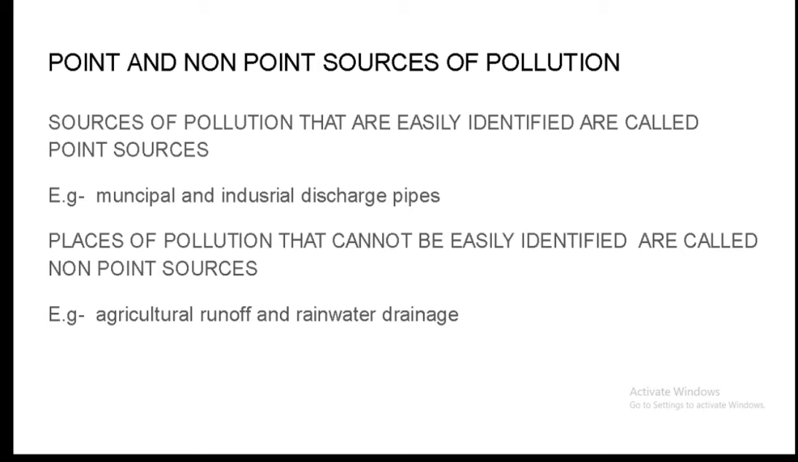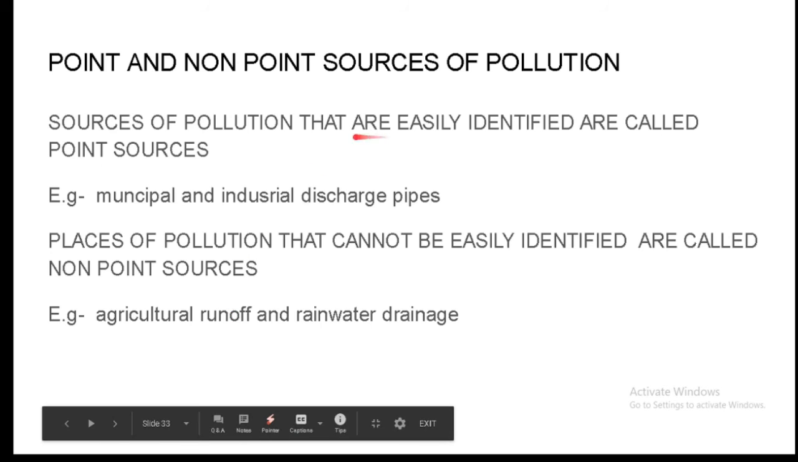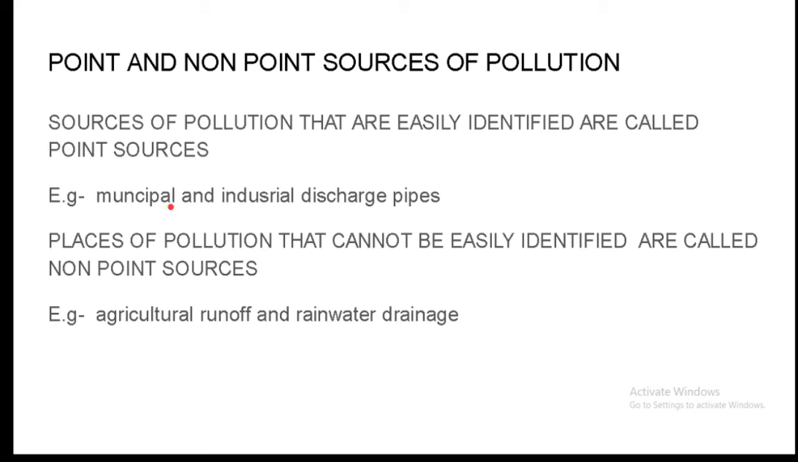There are two types of sources of pollution. One is the point source of pollution and the other is the non-point source of pollution. Sources of pollution that are easily identified are called point sources. Examples include municipal and industrial discharge pipes. We can exactly know the location of the pollution. That is called a point source.